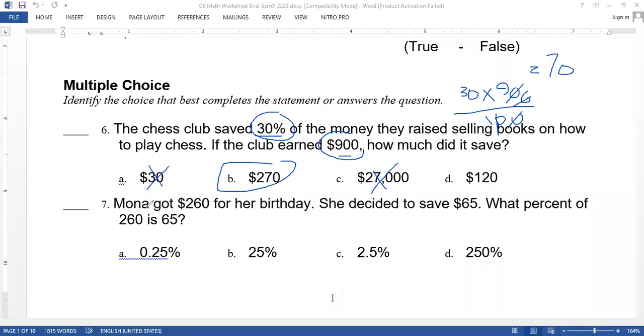Now question number 7. Mona got $260 for her birthday. She decided to save $65. What percent of 260 is 65? Now this means this is the part, and this means this is the whole. So to find the percent, multiply the part, 65, by 100, and divide by the whole.